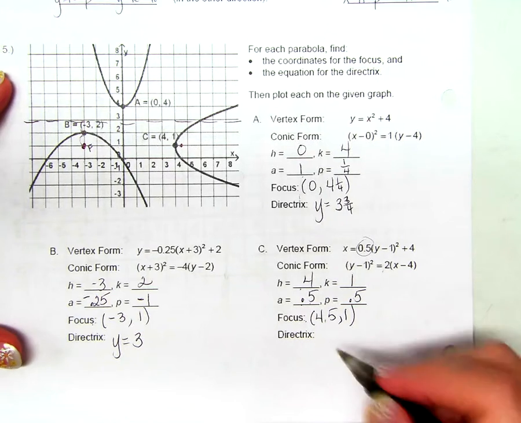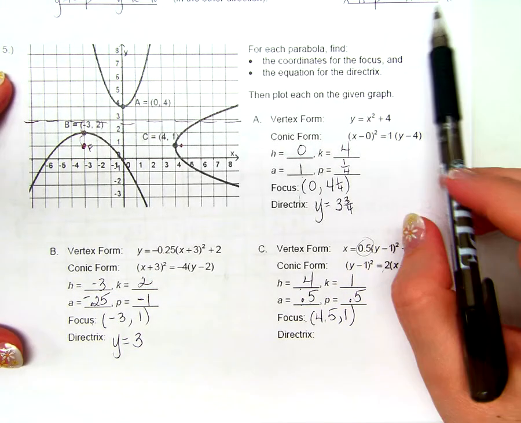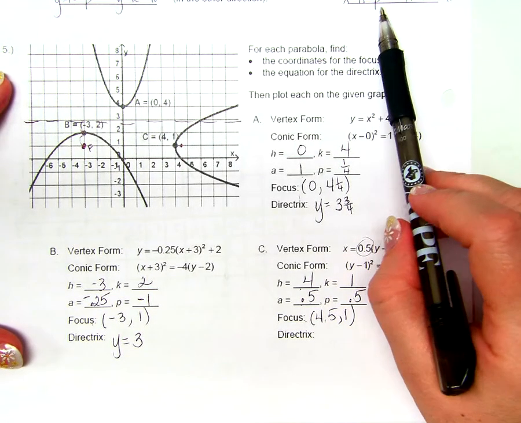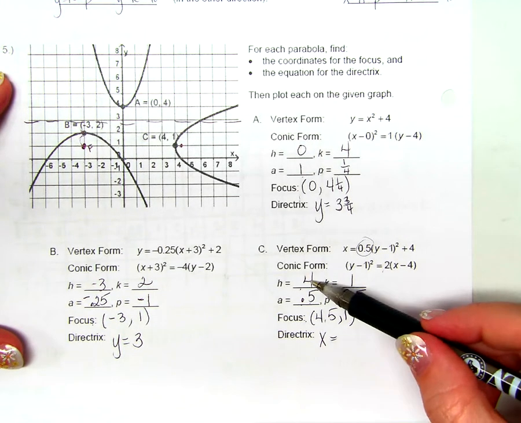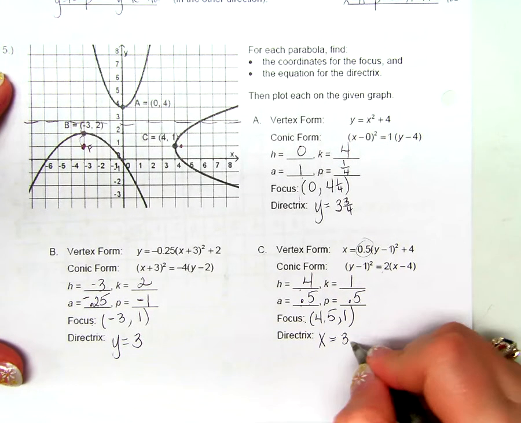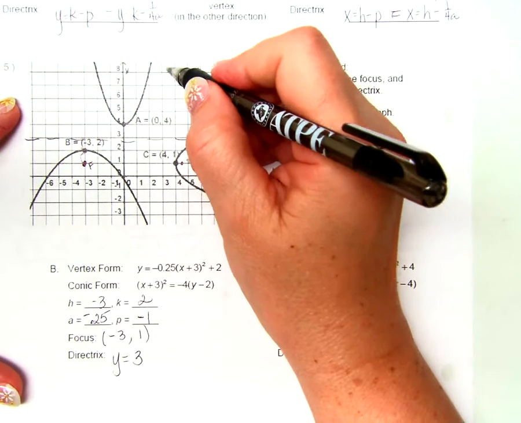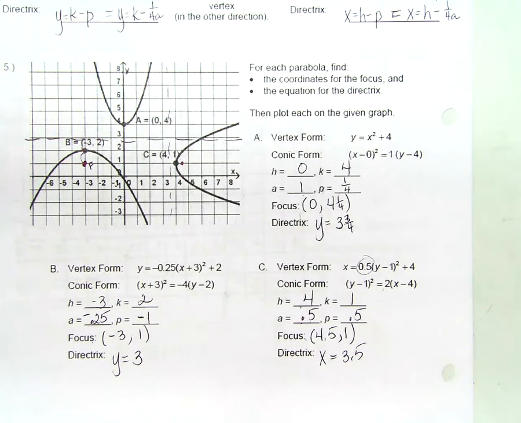It's just 1. Okay, where's the directrix then? X equals H minus P. So X equals H minus that, so 3.5. It's right here, right? Crosses the x-axis at 3.5.